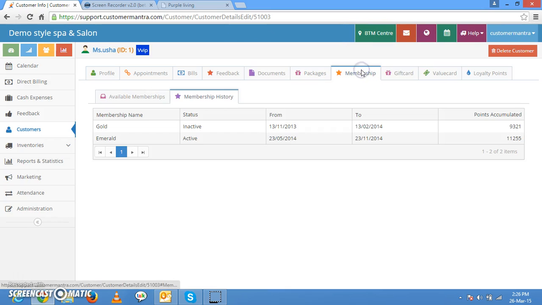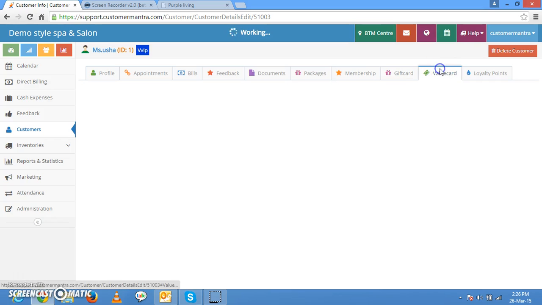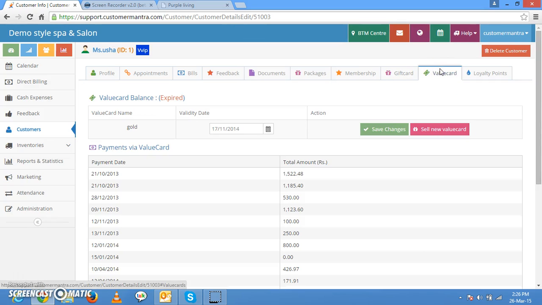And then it also shows you membership details. So this customer has gold and emerald membership, and these are the points accumulated that you see on the right hand side here. The gold is inactive, which means the membership has expired. The customer currently has an emerald membership, which is valid till 23rd of May 2014. Gift cards: this customer has bought a couple of gift cards and they're still active. Then you also see the value card details here. The value card details show the different types of cards the customer has purchased and the redemption of those amounts against a particular value card.